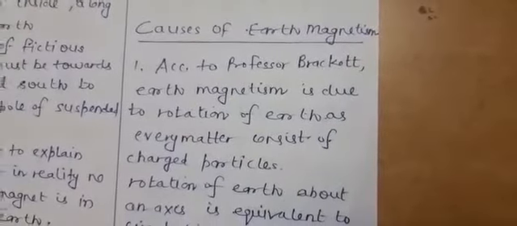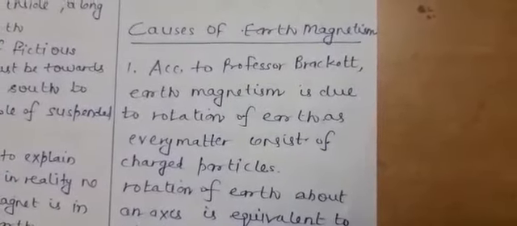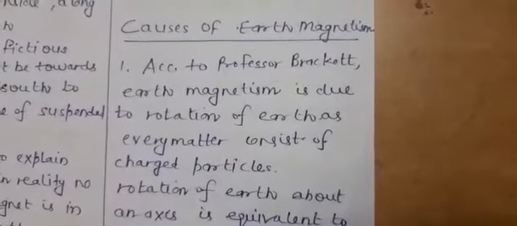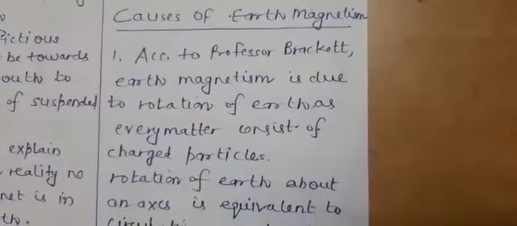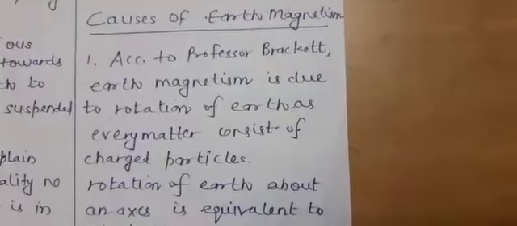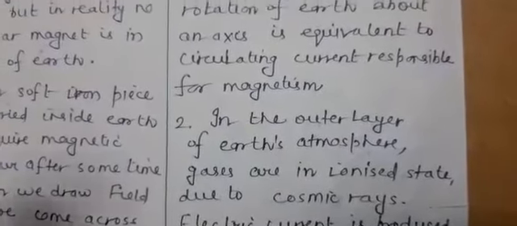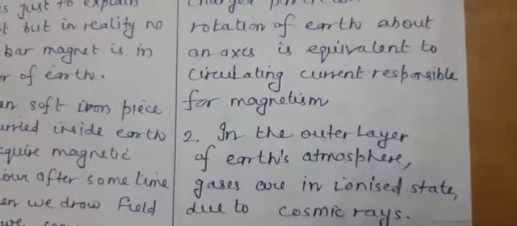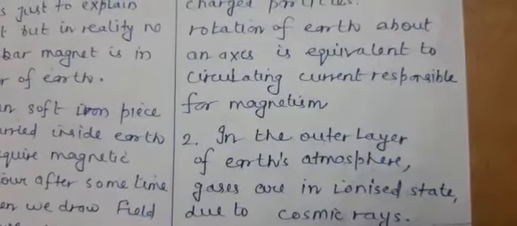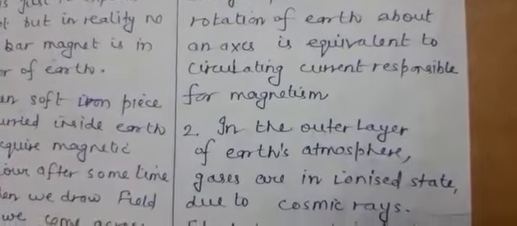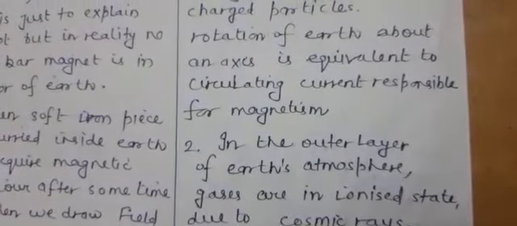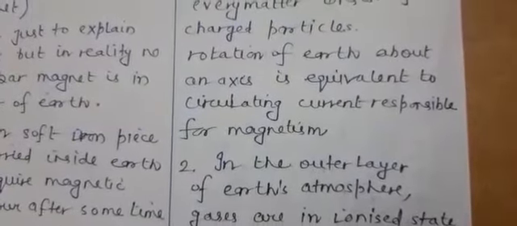Every matter consists of some charged particles. When these rotate, what will happen? A current will circulate. We have discussed in the magnetic effect of current that when the charge is moving, current is flowing in the opposite direction, and when current is flowing, then magnetic field lines are generated all around.